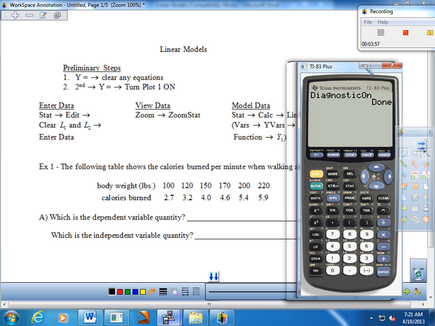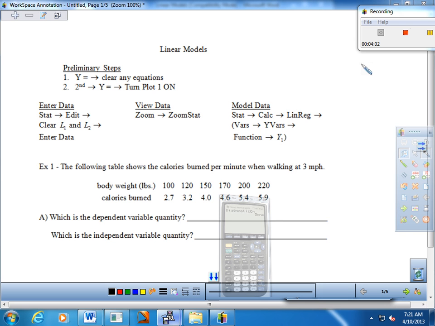So I'm going to go ahead and get rid of this, and then we'll go for it. So let's get into example 1. It says, the following table shows the calories burned per minute when walking at 3 miles per hour. So we have 2 variable quantities related together, body weight and calories burned. And so you can see, let's see, we've got 1, 2, 3, 4, 5, 6 data points relating these 2 variable quantities.